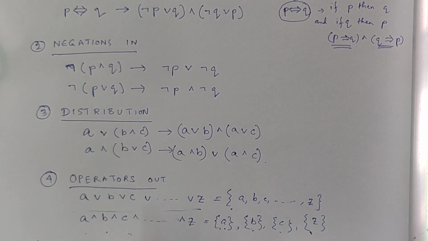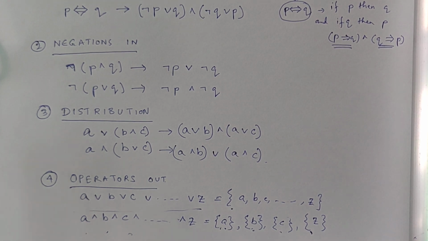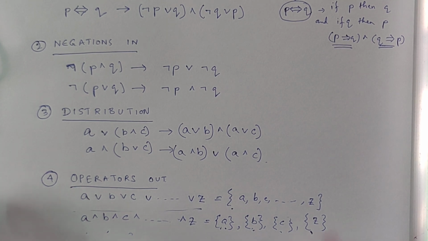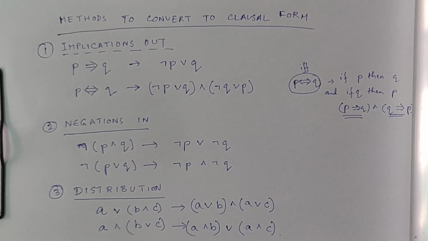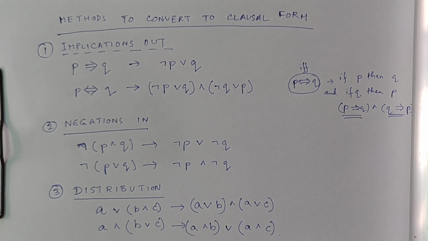So this is the main idea why we club all the literals, all the clausal sentences, into one clause when there is an OR, and why we separate them into different clauses when there is an AND. This is the main concept. So these are the rules or methods to convert to clausal form, and we will see now that we have the clauses, what we can do with them to do resolution.